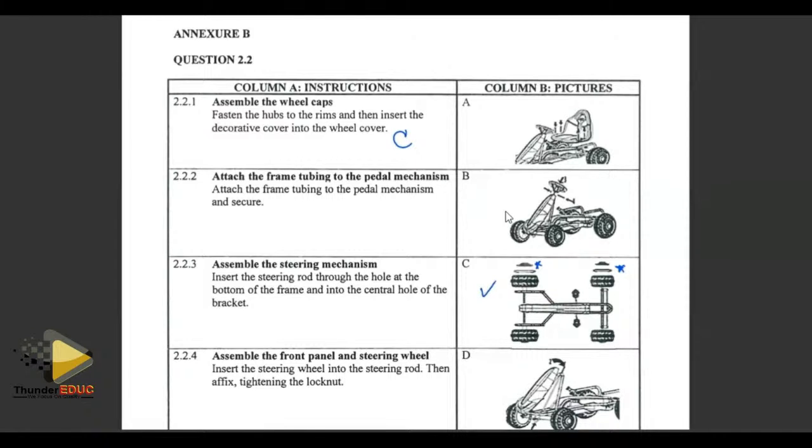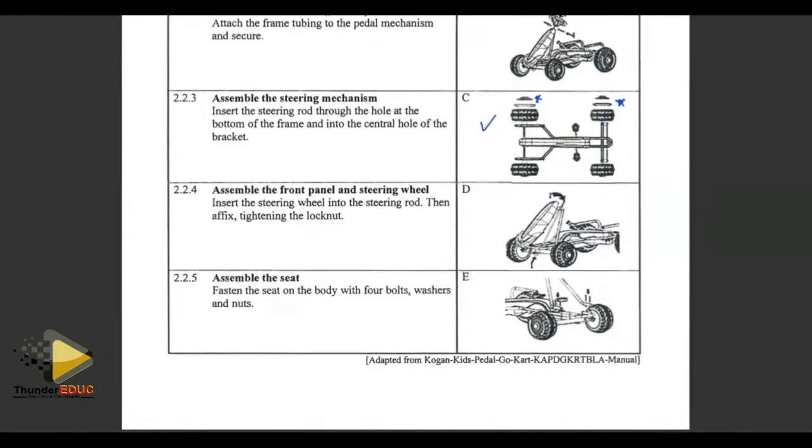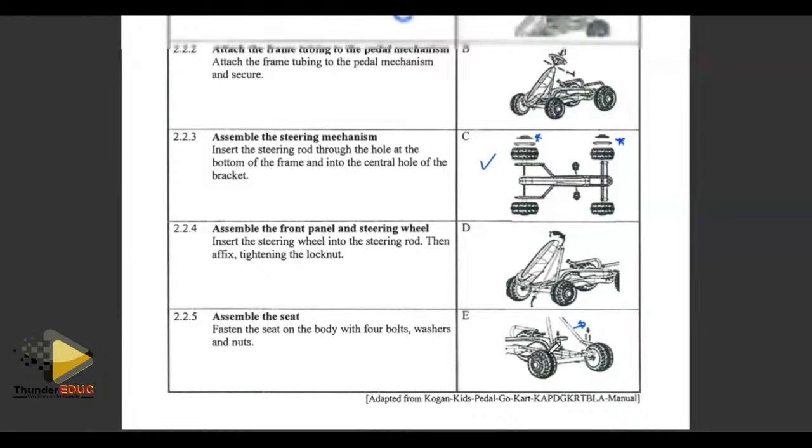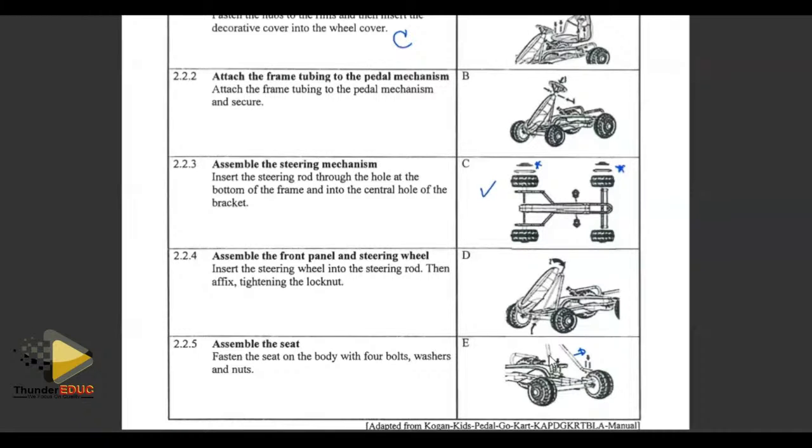We come to this. Attach the frame tubing to the pedal mechanism. So this is E. Look at that. It shows you this is the pedal to the frame. This is the frame. This is the outline that passes by. So we shall say this is E. And E is taken.